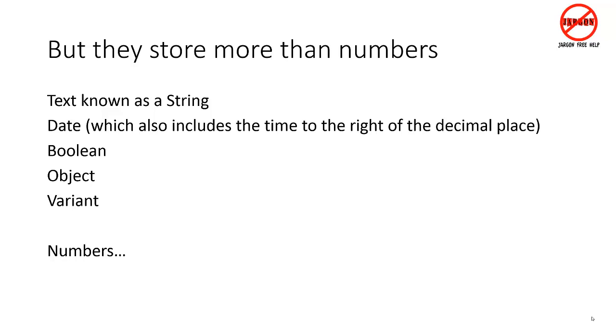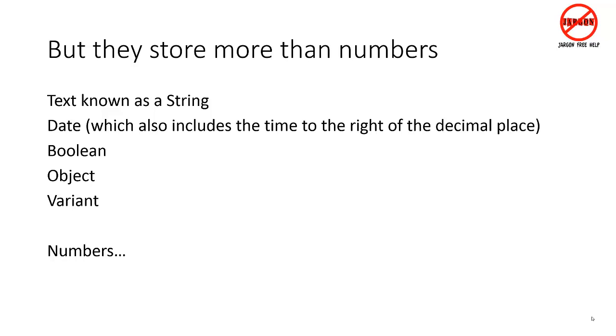So they store numbers, but they also store text as well, which is known as a string. They can store a date, which also includes the time. The date is stored as a whole number, then a decimal point, and anything to the right of it indicates the time. So 0 would be like midnight, and 0.5 would be midday, and so on.